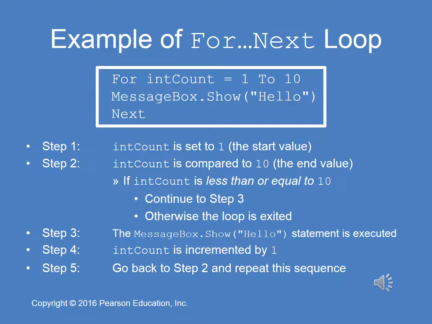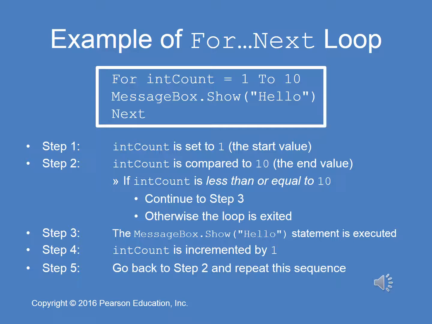Next up, no pun intended, is the for next loop. Another iterative or looping structure. It's very good to use this for count control loops because it has a built-in counter in it. So in this case, let's take a look at the rectangular box. For keyword int count equals 1 to 10. So this is going to iterate 10 times. And each time, messagebox.show hello.